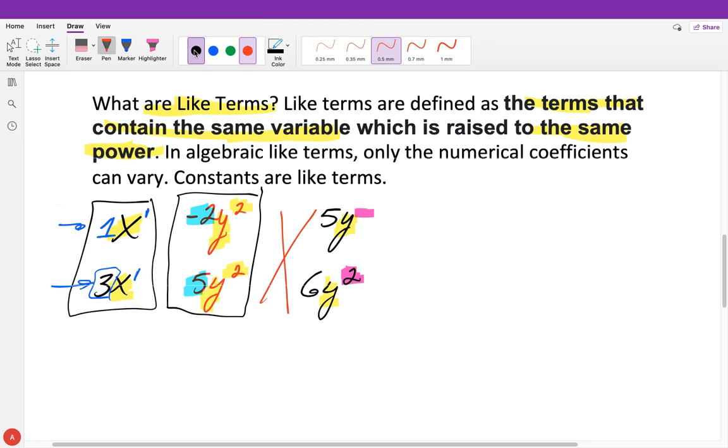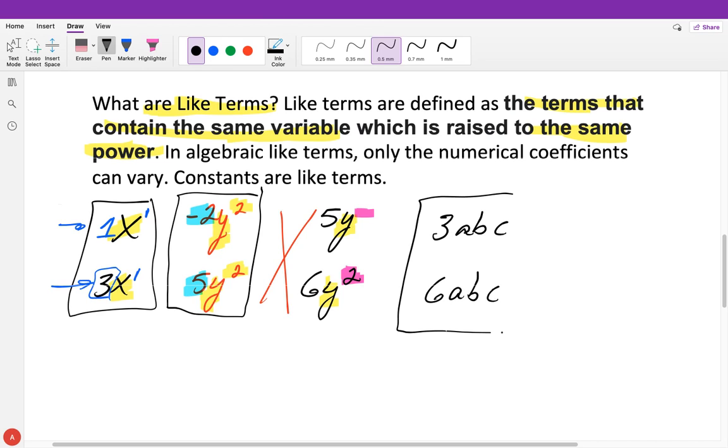And then let's go ahead and start adding more variables to the mix. Meaning, if I give you 3ABC and then I give you 6ABC, well, these would be considered like terms because we can have multiple variables being multiplied together in a term, and they're all identical, meaning A matches up perfectly with A. They're both A to the first power.